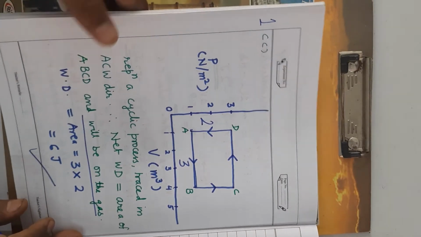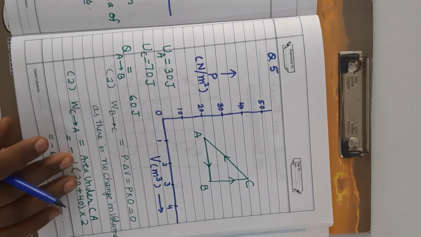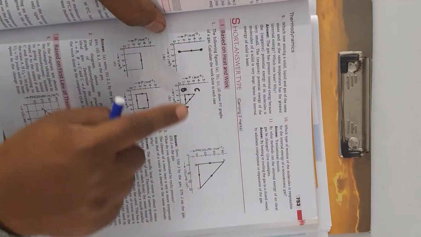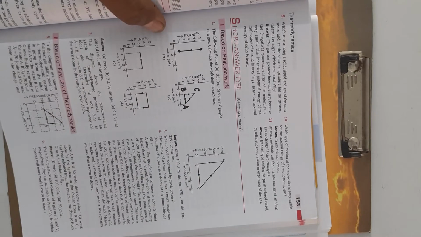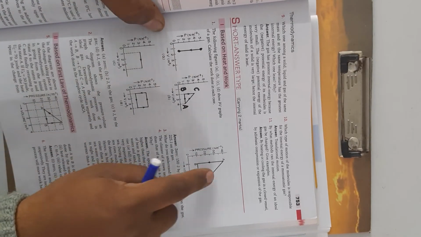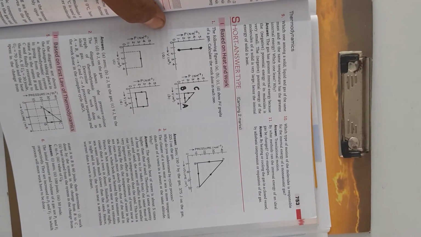Now you can see question number 5 in your book. Similarly, there is a question number 2 in your book. It is also of the same type. This and this both are of the same type. So straightforward, if you have to find the total work done, you find out the area of the triangle. It's clear.